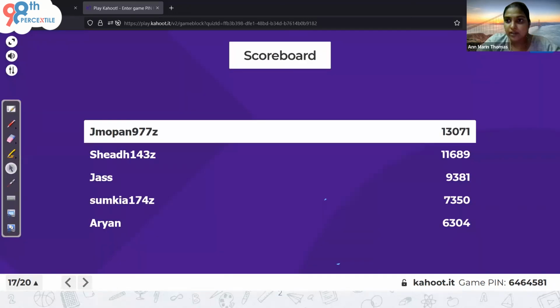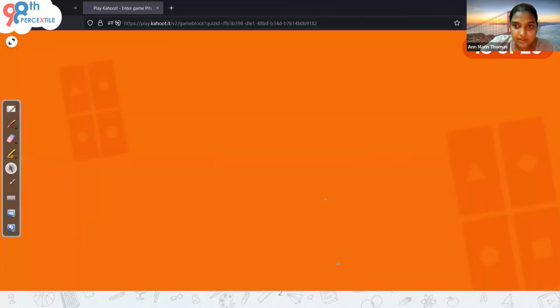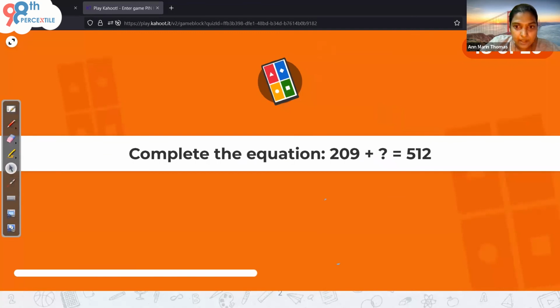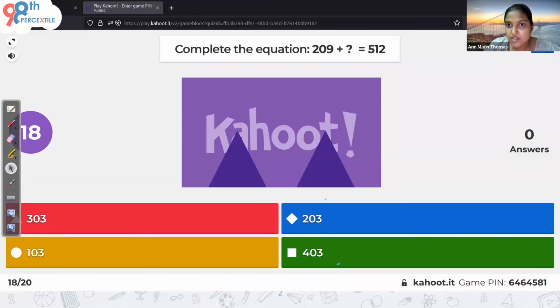3, 2, 1, go. Okay, Jim Open, Shiaja, Samkia, and Aryan are doing an amazing and fabulous job here. Let's go to the next question. Okay, complete the equation. 209 plus blank is equal to 512. All right. You can see 3 answers and 5 seconds left. So be very careful.